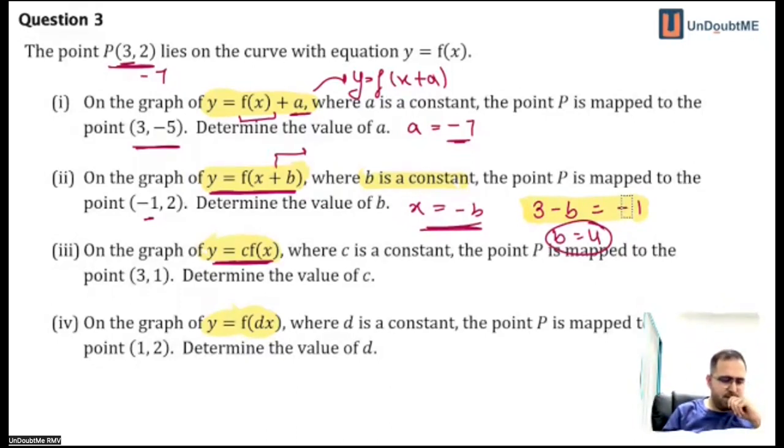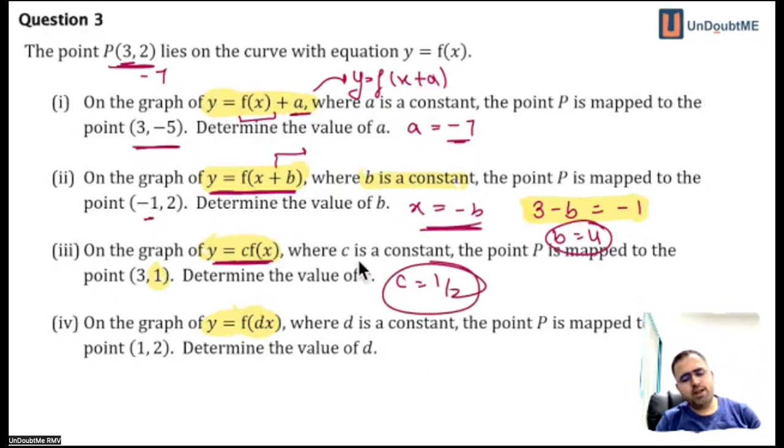So is c 1/2? Yes. If you look at the y coordinate, it is 1, and it is becoming half of 2, because of c. All values are getting half. I just told you that depending on the value of c, whether it is between 0 to 1 or more than 1, we will decide whether it will be elongated or diminished. Okay, the last one.